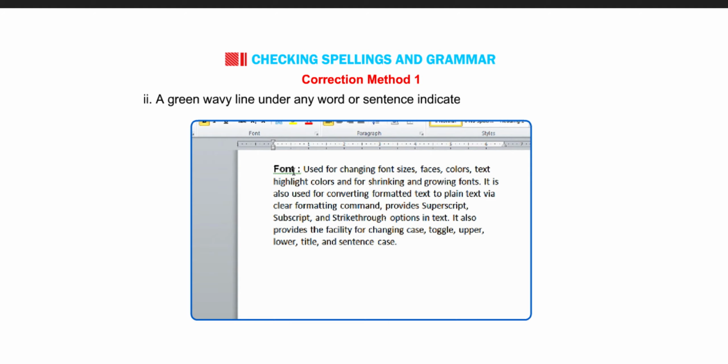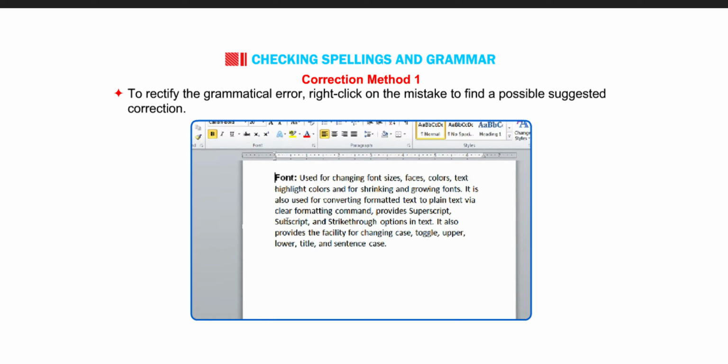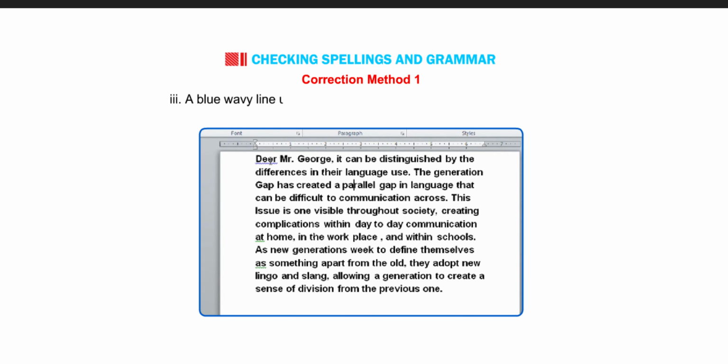Green wavy line under the font line is given. Okay, now let's talk about this. A green wavy line under the word or sentence indicates a grammatical error. To rectify this green error, right click on the mistake to find the suggested correction. Next is a blue wavy line. This under the word refers to a contextual spelling error.